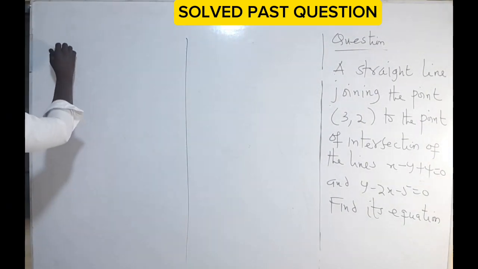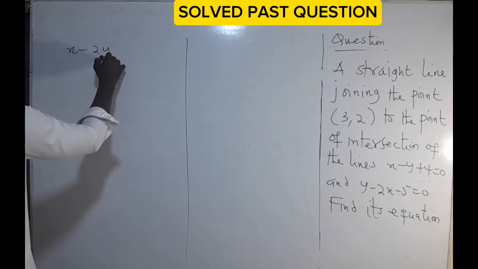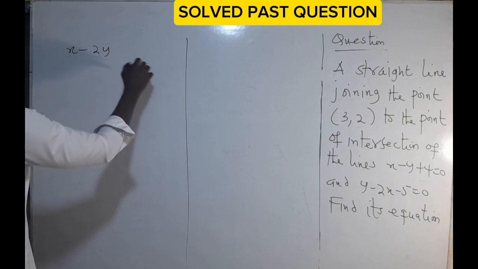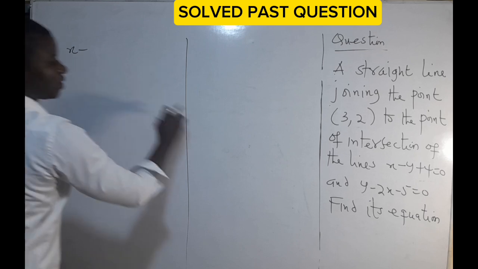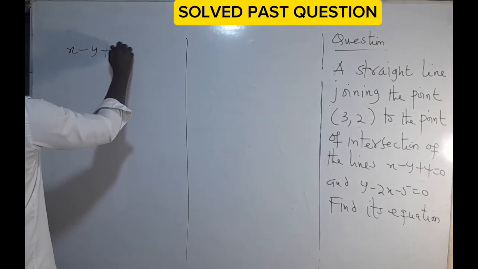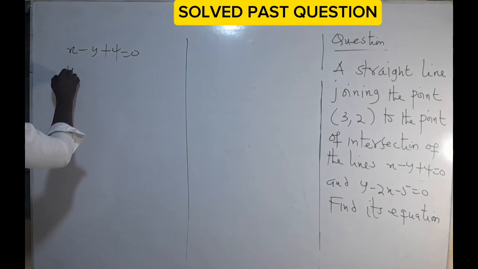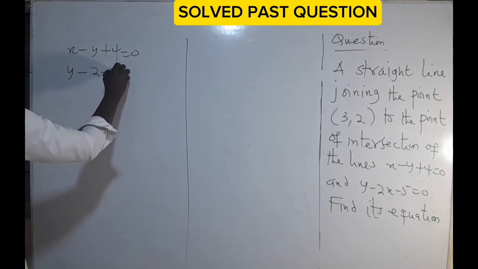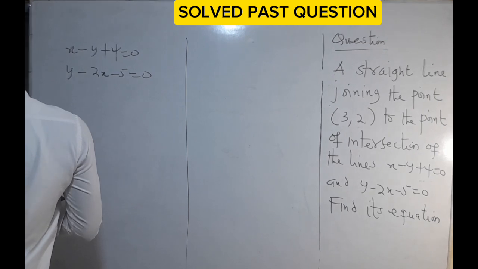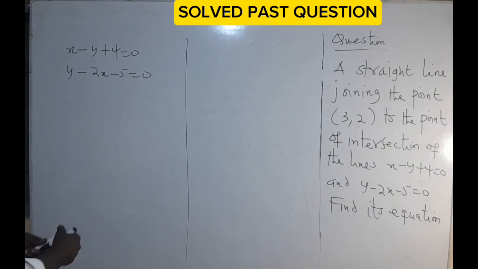The first one is x minus y plus 4 is equal to 0. And the second one is y minus 2x minus 5 is also equal to 0. So these are the two equations that we are given to solve, and we need to solve this simultaneously.